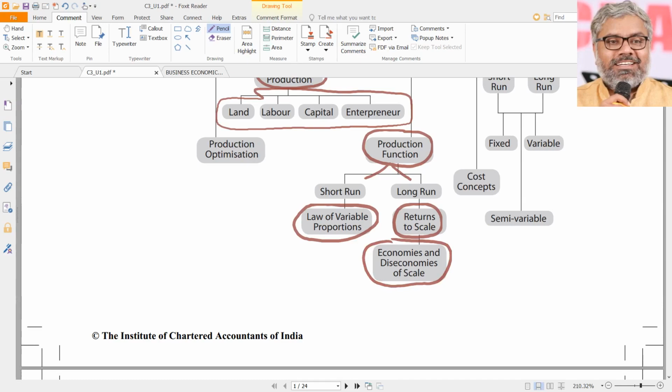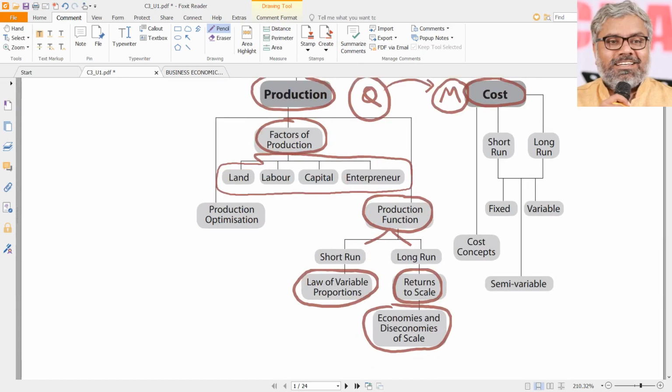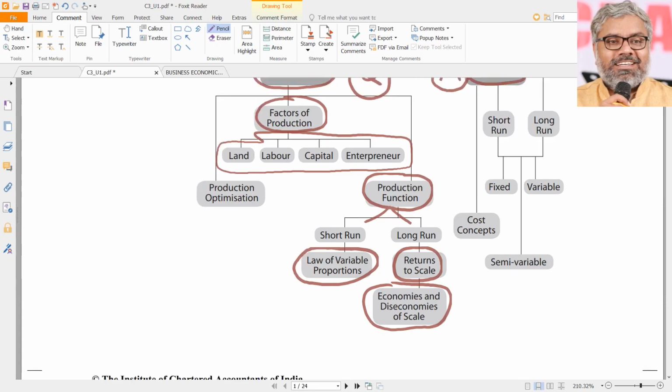All these aspects we will discuss in this particular chapter. On a broader basis, if you want to classify unit 1, the first discussion is about knowing what is production, what are factors of production, what is the nature of various factors of production, and what are the characteristics of factors of production.